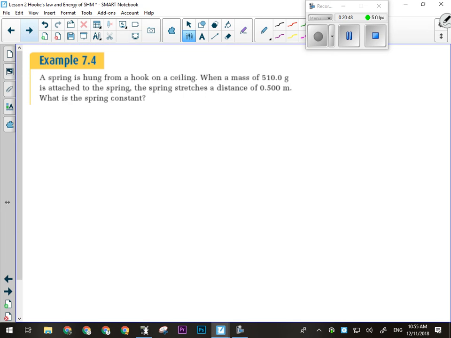So here's one like that. A mass of 510 grams is attached to a spring that's hanging from the roof. The spring stretches half a meter. What's the spring constant? What they gave us here was the mass, which I right away want to convert to kilograms. And they gave me the distance, 0.500 meters. Now, I would say that distance is down. If this is from the ceiling, it was stretched in a downward direction.